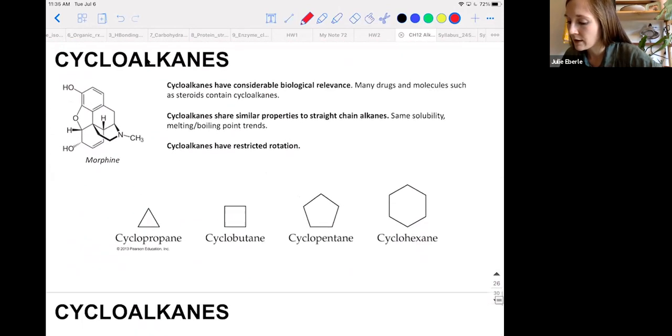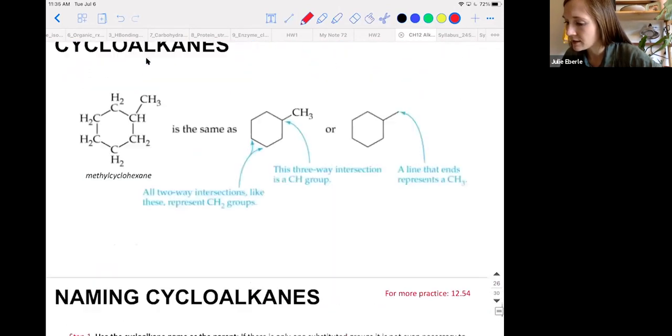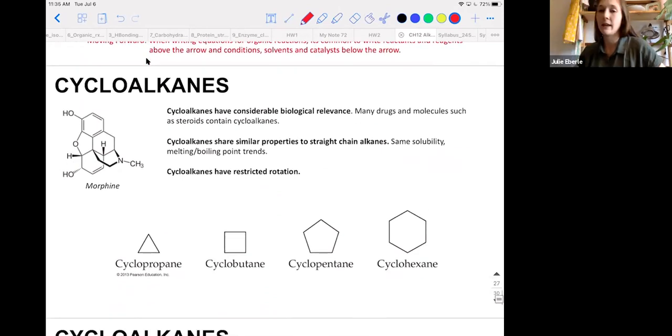Now we're going to talk about cycloalkanes. I think 1, 2, 3 slides and we're done. All right, so cycloalkanes. These are carbon-hydrogen molecules, single bonds, that are in a ring structure, okay?